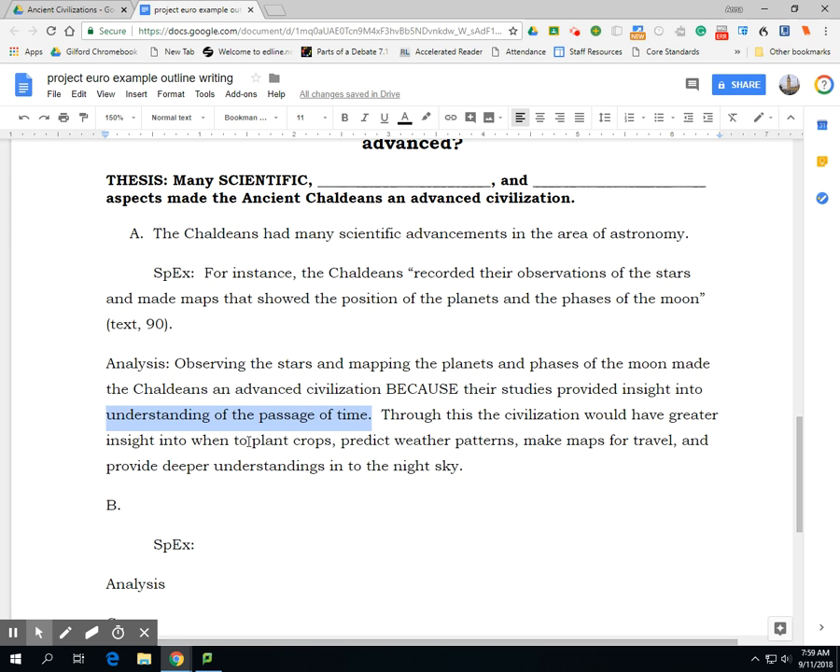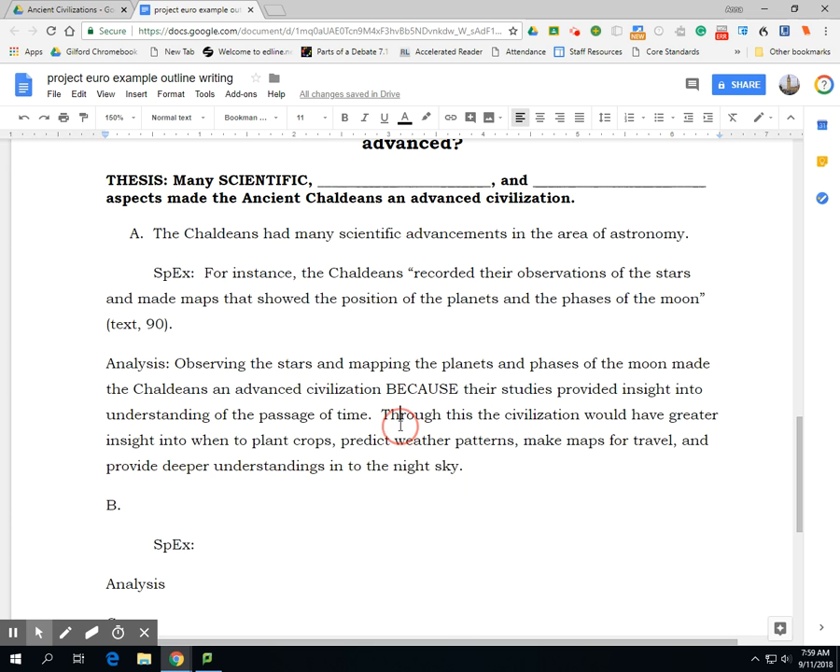Then I go on to talk about when to plant crops. Well, if they notice like the sky moves in this regard, it's better to plant crops then than now. Predict weather patterns, possibly. That's an assumption. I don't know if I'm correct there. Make maps for travel. Stars definitely worked in traveling. And so I could think about that and then provide deeper understandings into the night sky. Ancient civilizations were in a state of constant, why is this happening? What is this? And so by the Chaldeans doing this, it actually provided them with a deeper understanding. So I've given you my rationale.